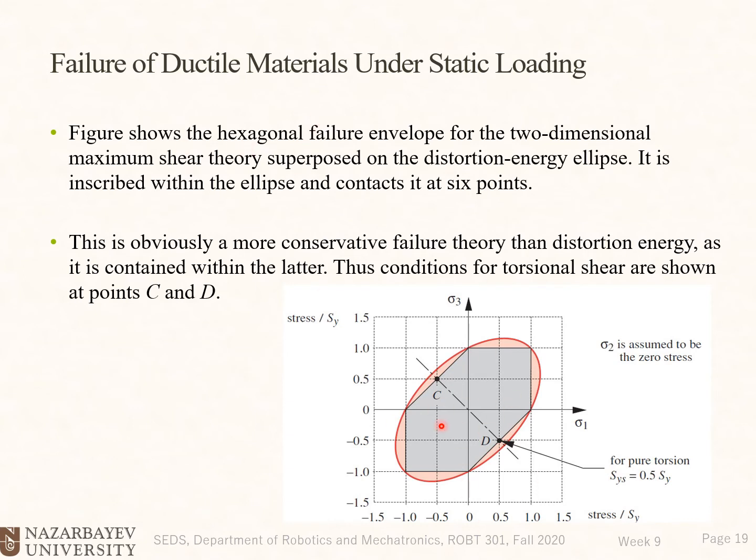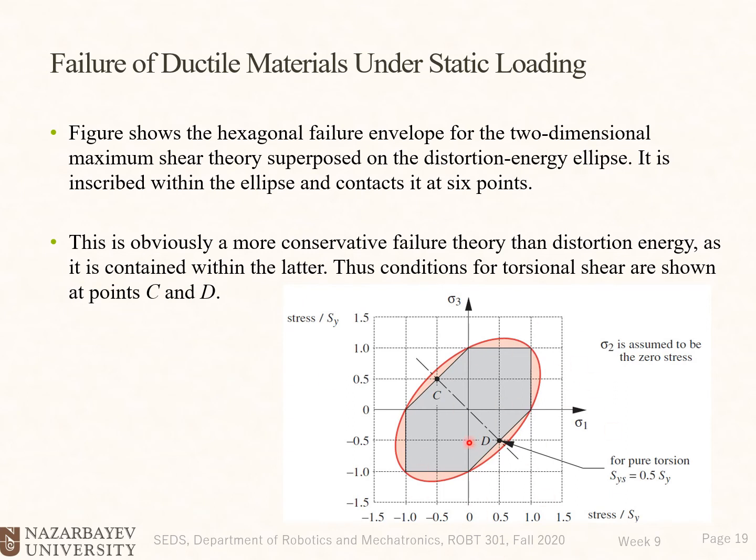The figure shows the hexagonal failure envelope for the two-dimensional maximum shear theory superposed on the distortion energy ellipse. It is inscribed within the ellipse and contacts it at 6 points. So this is that hexagonal failure envelope, that gray area, inscribed inside the ellipse. This is the difference between these two theories. The maximum shear stress theory has a smaller safe region, and the von Mises theory has a slightly bigger safe region. This is obviously a more conservative failure theory than distortion energy, as it is contained within the latter.